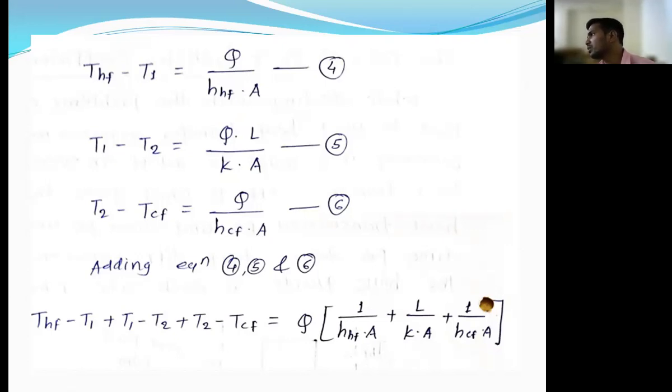Okay. So all of you write down equation 4, 5, 6. Then add this equation 4, 5, 6. We get the equation for the THF minus TCF. इथं बघा, इथं T1, T2, T2, T2 कॅन्सल होणार आहे. So THF minus TCF is equal to this.